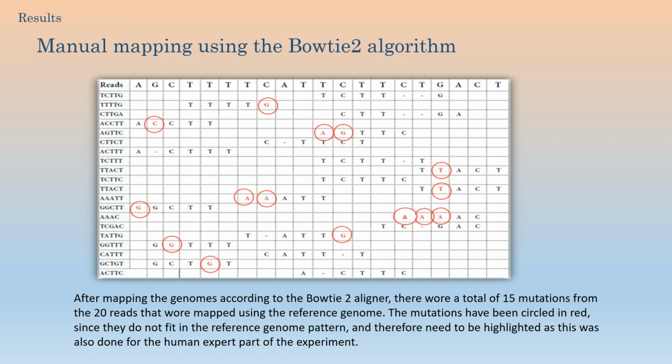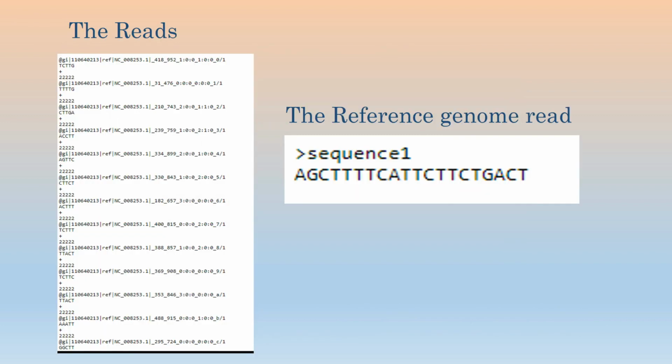This is manual mapping using the Bowtie2 algorithms. After mapping the genomes according to the Bowtie2 aligner, there were a total of 15 mutations from the 20 reads that were mapped using the reference genome. The mutations have been circled in red once again. These here are the reads and this is the reference genome.